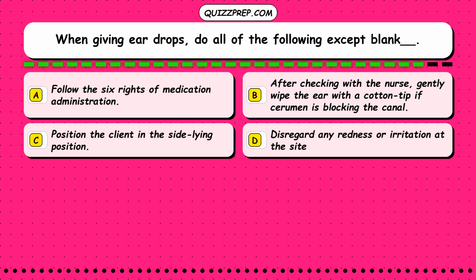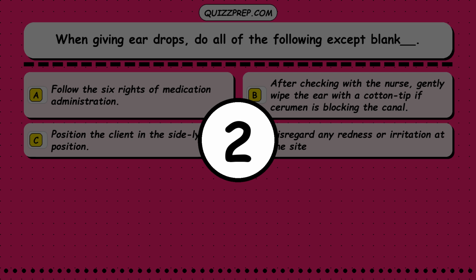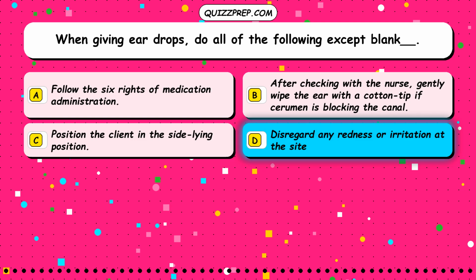Question 185. When giving ear drops, do all of the following except blank blank. Option A, follow the 6 rights of medication administration. Option B, after checking with the nurse, gently wipe the ear with a cotton tip if cerumen is blocking the canal. Option C, position the client in the side-lying position. Option D, disregard any redness or irritation at the site. The correct answer is option D, disregard any redness or irritation at the site.